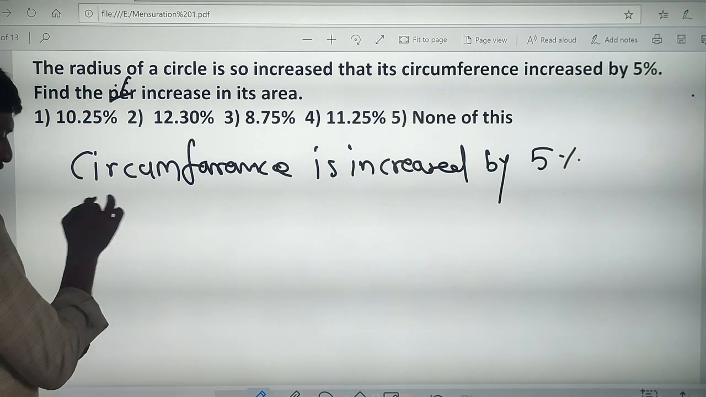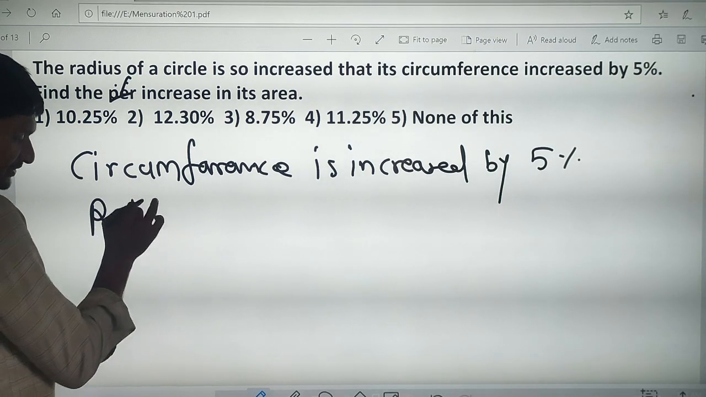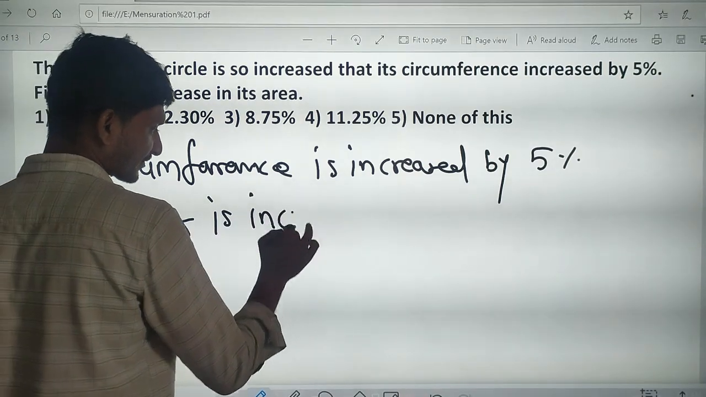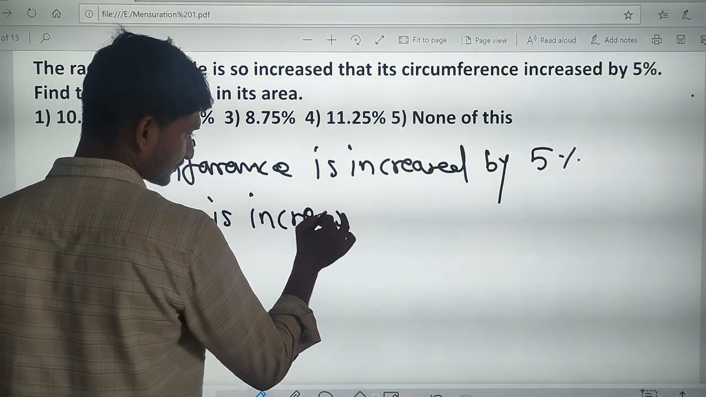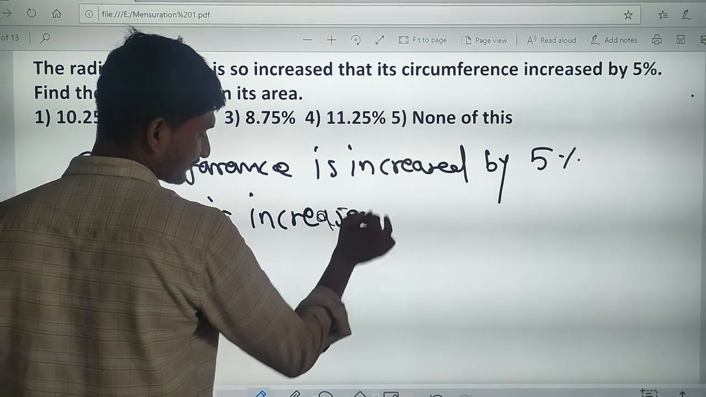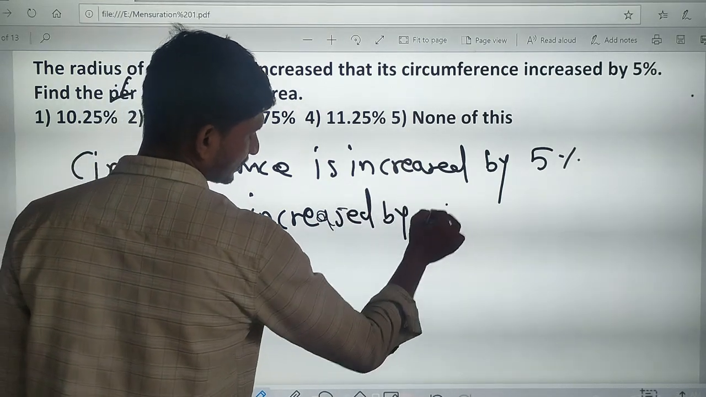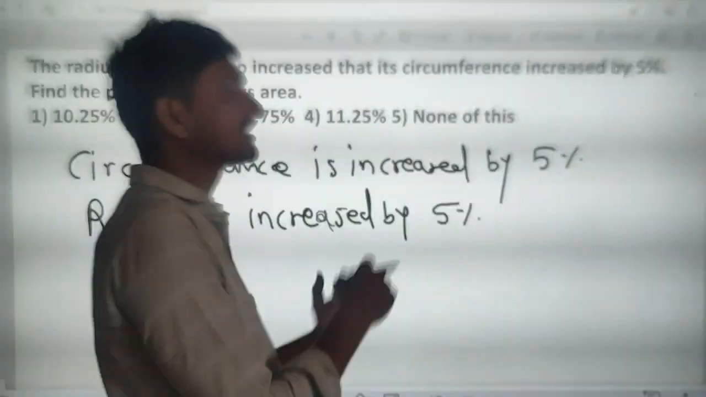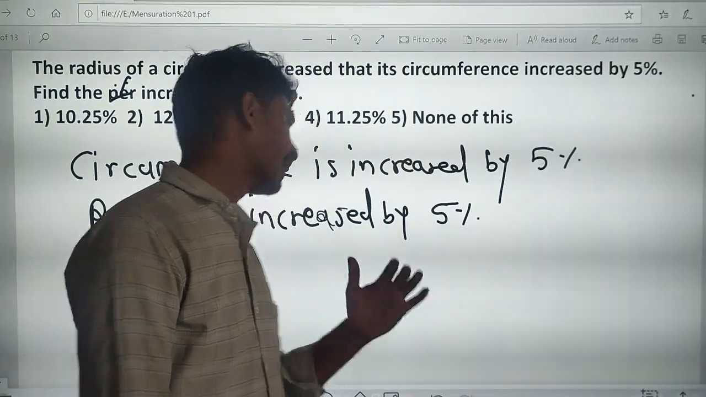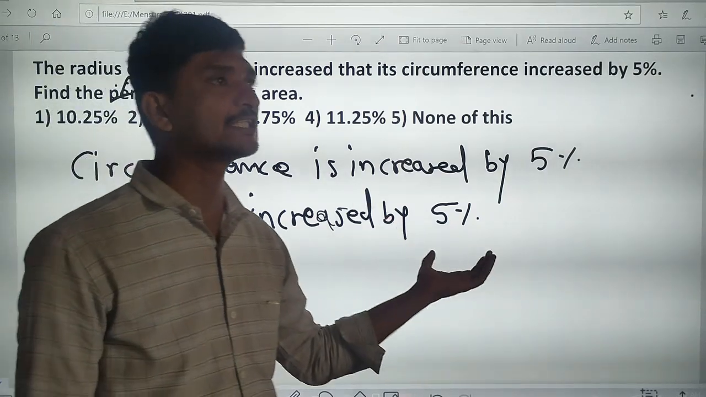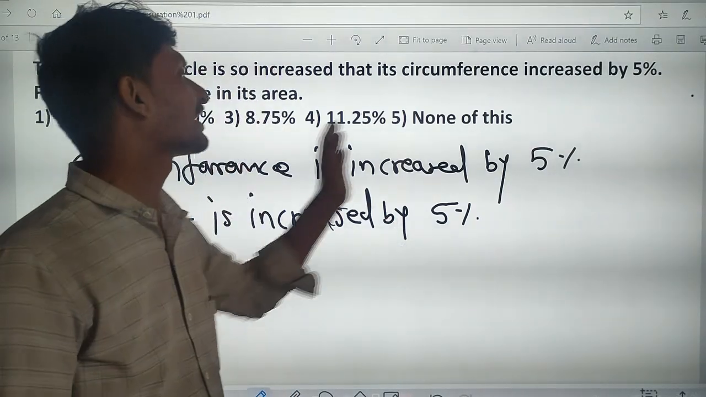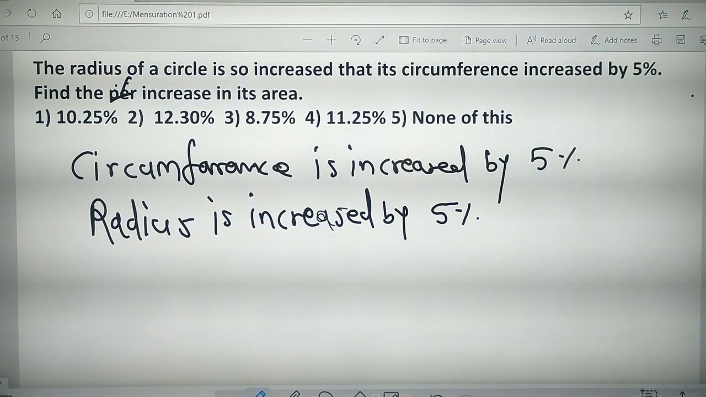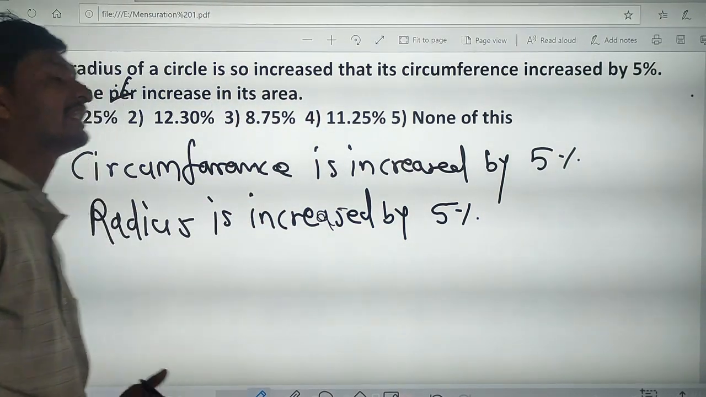If radius is increased by 5%, then circumference is increased by 5%. If radius is increased by 10%, then your circumference is also increased by 10%. Then find the percentage increase in the area.